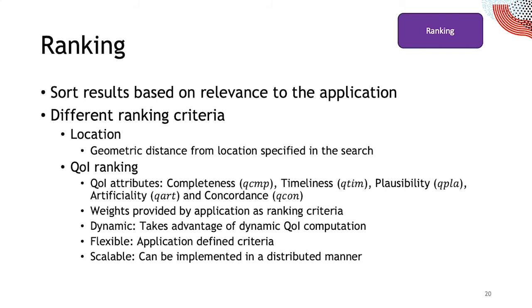Regarding the results that the user can obtain, we can identify 2 fundamental requirements. The first one is the provision of results in an efficient way. The other is that of selecting which way these results must be ordered. This is the role of the ranking component. This component sorts the results based on the relevance to the application. To do so, it can apply different ranking criteria, which can be as simple as by the proximity to the users, using the location information, or more complex options based on other quality of information attributes.